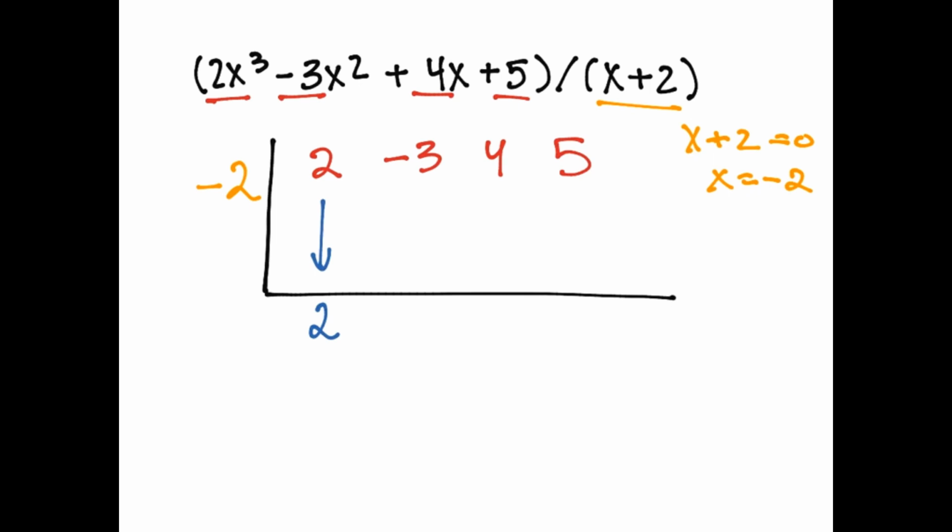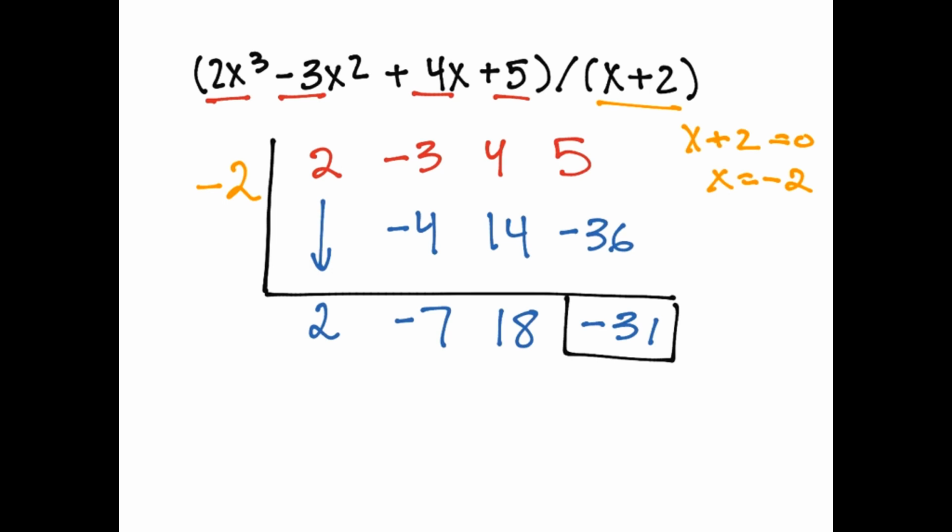And then we will do 2 times -2 to get -4. And we'll do -4 plus -3 to get -7. -7 times -2 to get 14. 14 plus 4 to get 18. 18 times -2 to get -36. -36 plus 5 to get -31. So now you can see that we actually have a remainder.